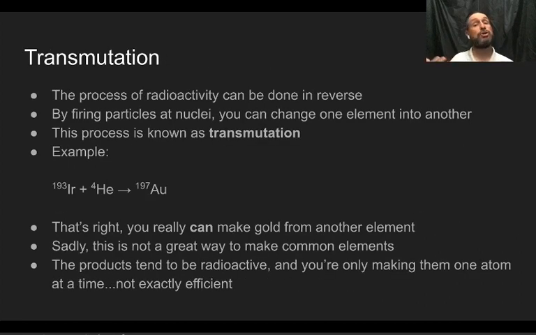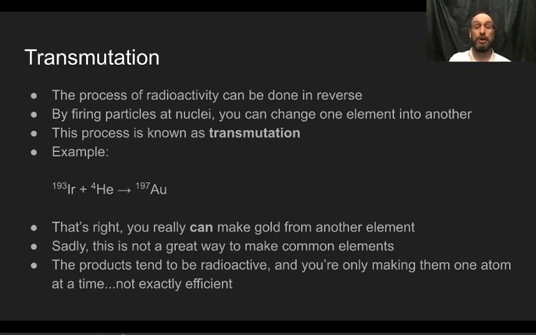Transmutation. We can do this process in reverse. Rather than letting a radioactive nucleus spit out an alpha or beta particle, we can hit particles with alpha or beta particles and make new elements. And this process is called transmutation. Here's an example here. Iridium-193 being hit with an alpha particle can make gold-197. And that's right, you really can make gold from another element, but it's not a chemical process, it's a nuclear one. Unfortunately, this is not a good way to make common elements.